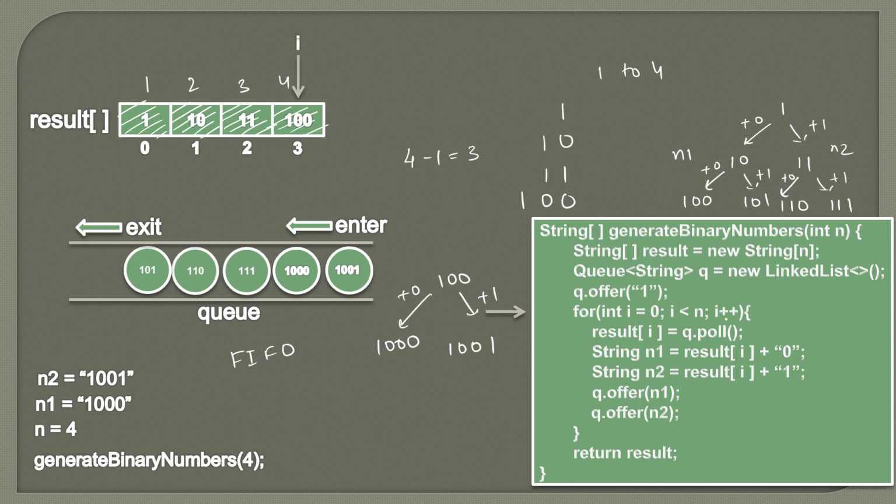But now, when we increment i, it will become 4, and 4 is not less than 4. So this for loop will terminate. Though we have elements in the queue, we have figured out all the elements from 1 to n. So we will simply return the result. This result will be a string array having 1, 1 0, 1 1, 1 0 0. The 4 elements from 1 to n, which is 4.